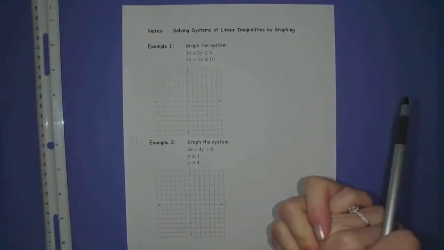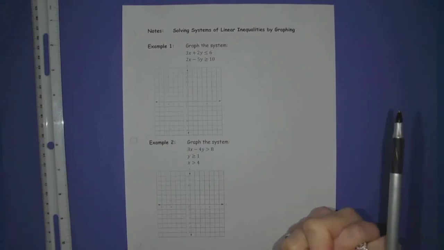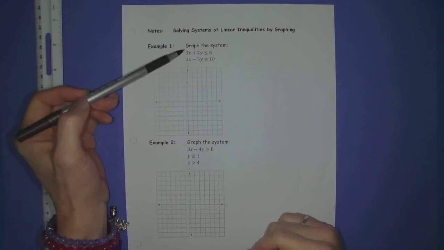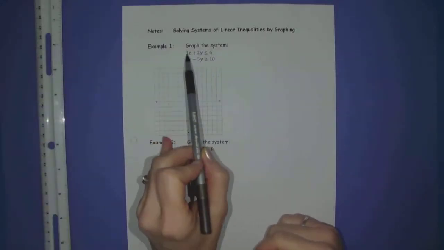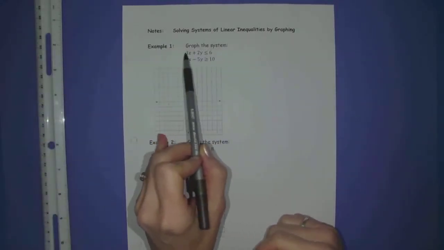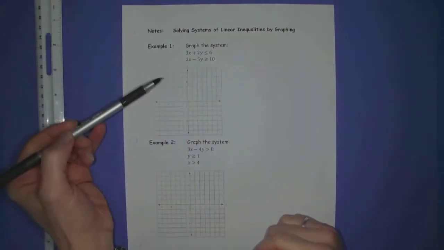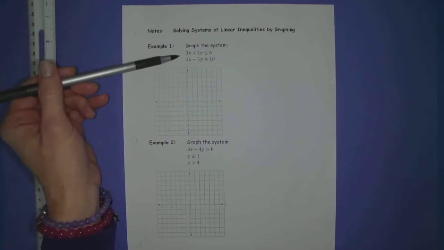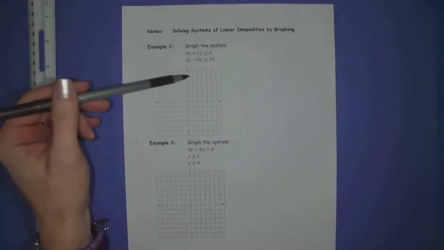So what's interesting about this is we've already graphed single linear inequalities. In a previous unit, we learned how to graph something like the top inequality here in this system. Today, what we're going to do is put more than one linear inequality together to form a system.